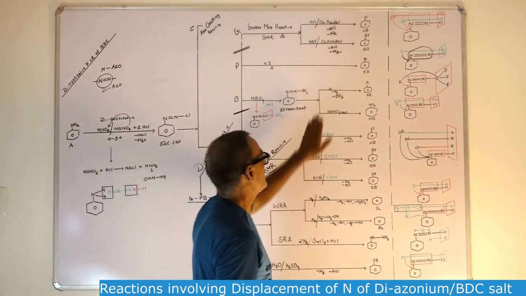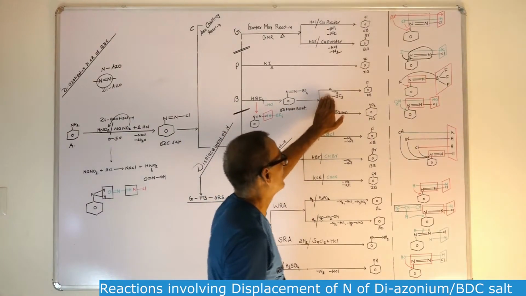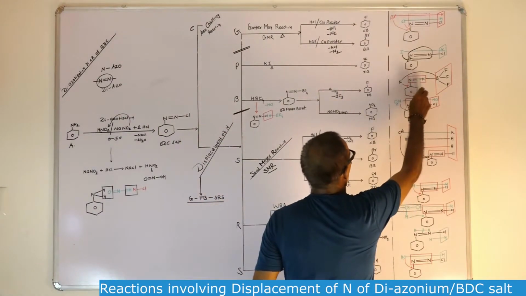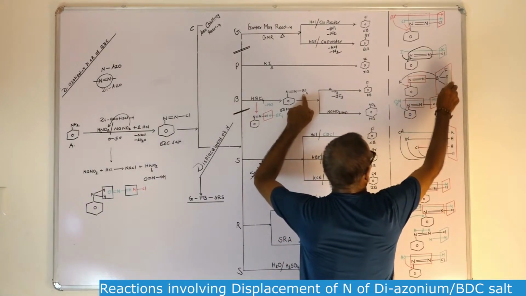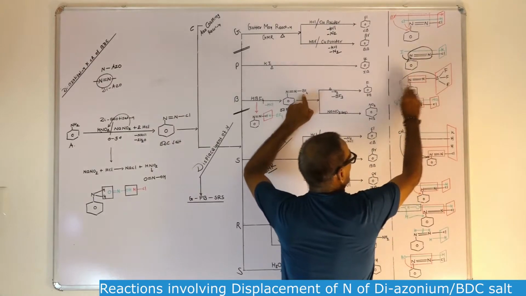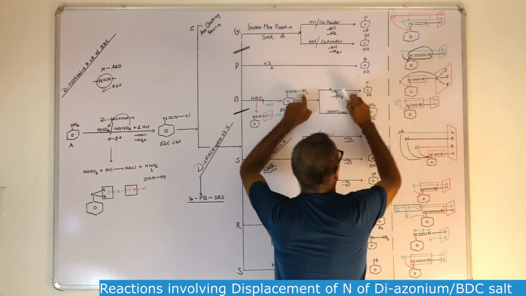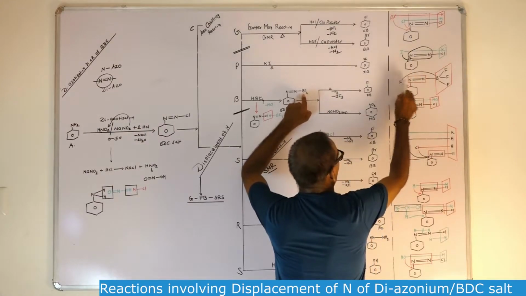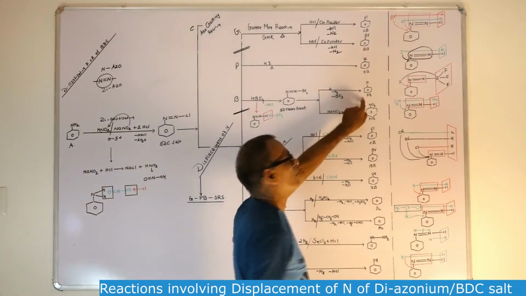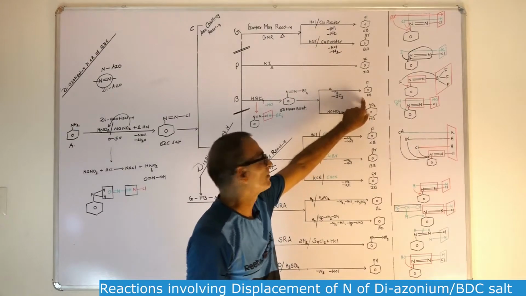On heating, benzene having N double bond and boron is connected with 4 fluorine, 1, 2, 3 and 4 fluorine atoms. BF3 will remove as a byproduct. Second, N2 will remove as a byproduct. This fluorine will directly attach to the benzene ring. That's why our product will be fluorobenzene.